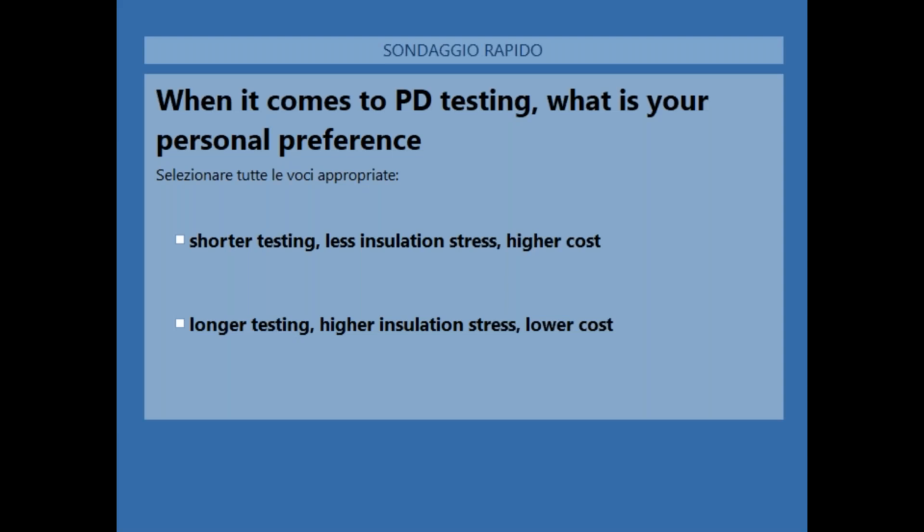Would you like to have a shorter testing with less insulation stress, but a higher cost, or a longer testing with a higher insulation stress, but with a lower cost? So this is basically covering the sequential and the simultaneous testing, what Lorenzo just described. So feel free to cast in your votes.